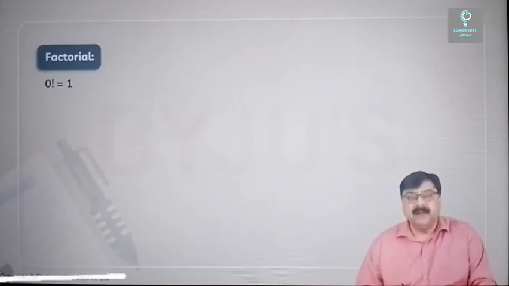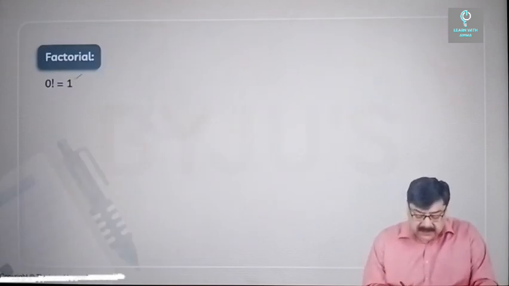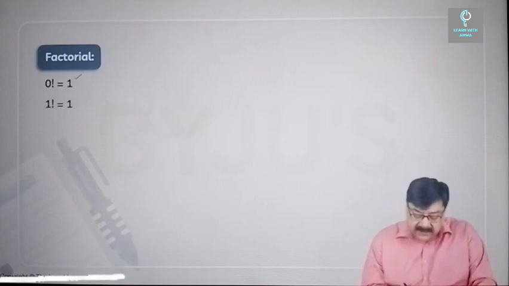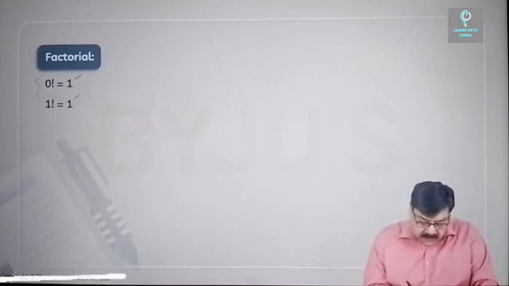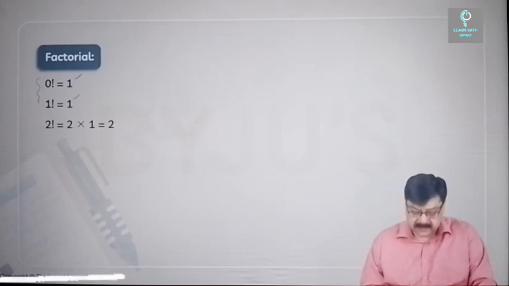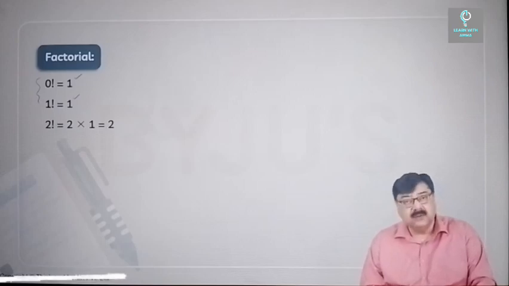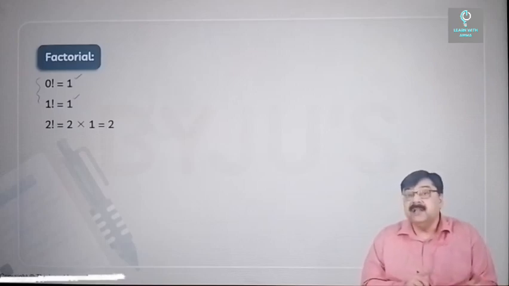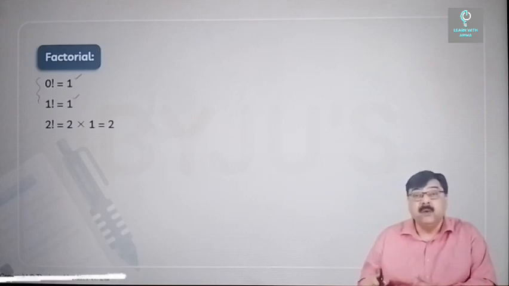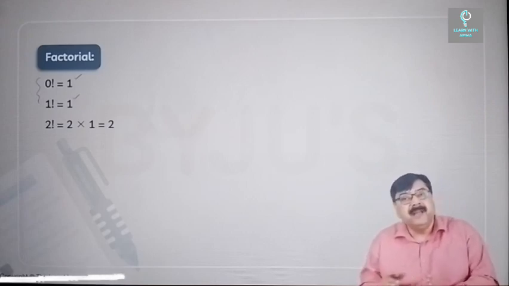Alright, let's talk about factorial. 0 factorial is 1. Kindly remember this. In the previous slide also we saw this happening. 1 factorial is also 1. So these 2 are same values. 2 factorial is 2 into 1, that is equal to 2. You keep on counting in the reverse order of counting numbers and then keep on multiplying these numbers.